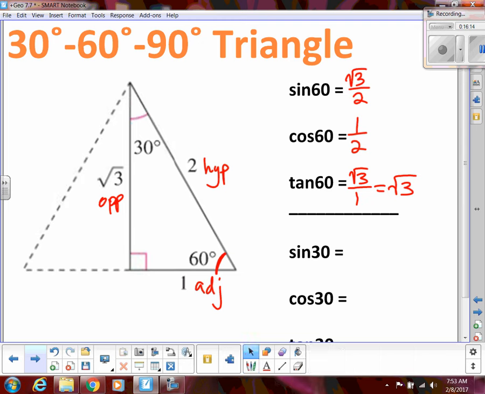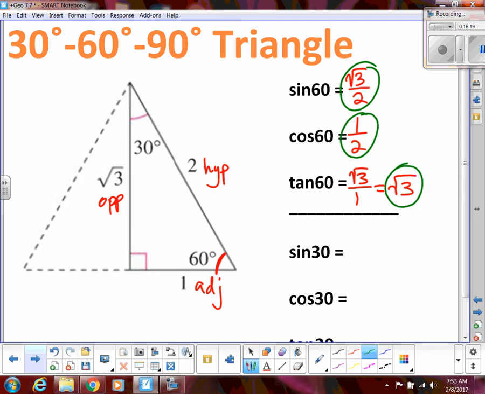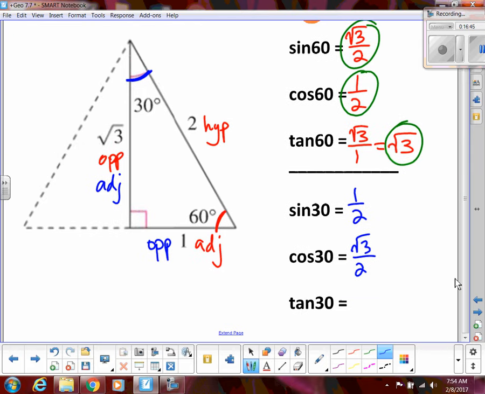All right, so the reason I'm pointing these out to you, these are nice numbers. They're not, well, some of them are decimals, but they're able to be written as exact answers with square roots in them. Now let's go to the other angle, 30. So that would make this side the opposite and this side the adjacent for 30. So the sine of 30 is 1 over 2. The cosine of 30 is adjacent, so that's square root of 3 over 2. And then the tangent is opposite over adjacent, 1 over the square root of 3. Here we're going to have to rationalize that.